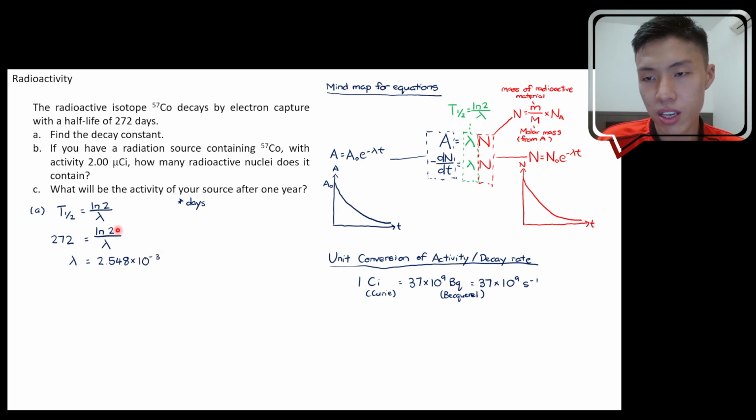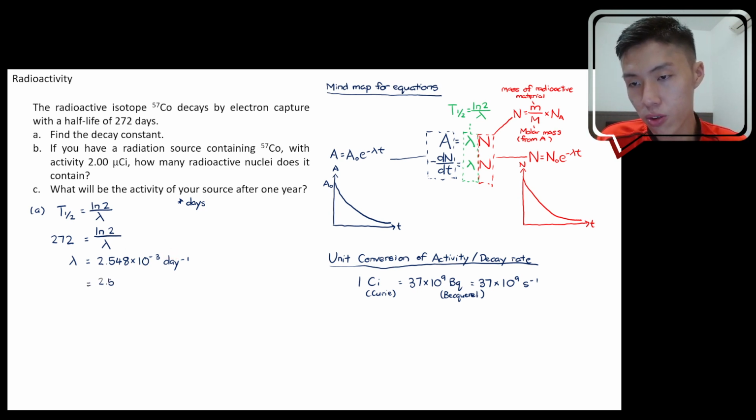Okay, now think about it. If you take natural log of 2, which has no unit, divide by 272 days, which has a unit of days, days is now the denominator, so the unit over here should be per day. There's this decay constant, but it's in the unit of per day. But if you're not comfortable with leaving your answer as per day, you want to change it to SI unit, then you need to do some unit conversion over here.